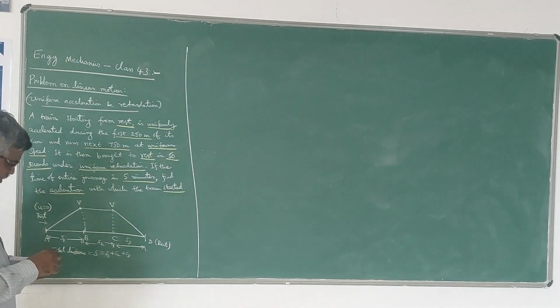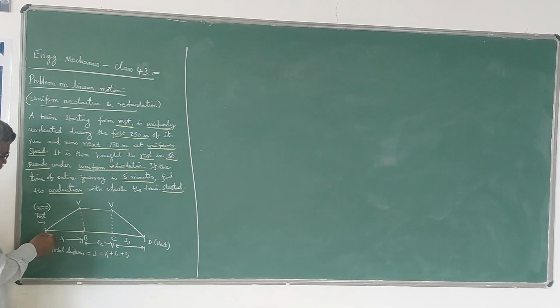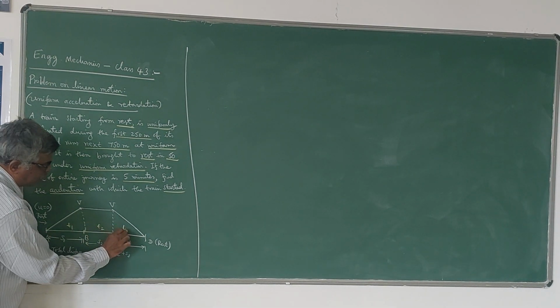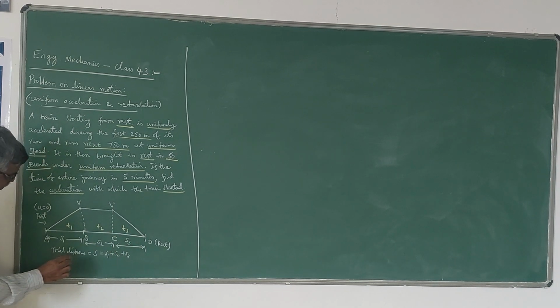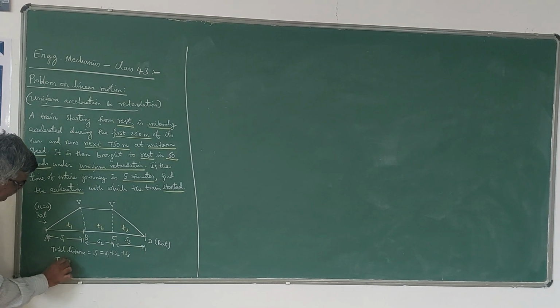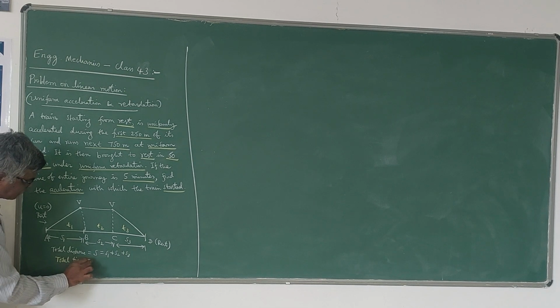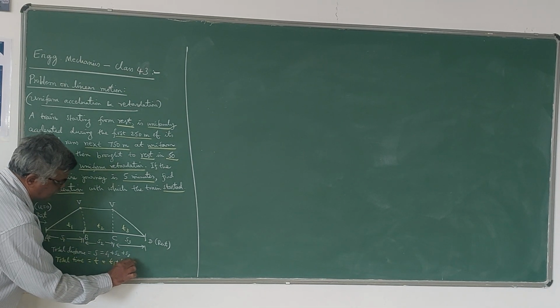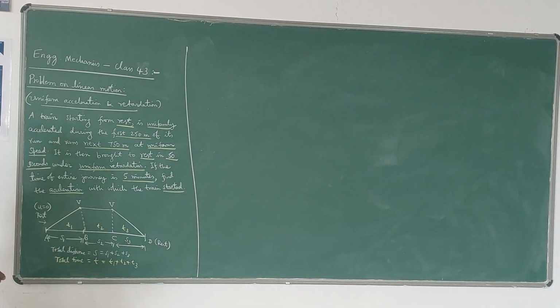Similarly, the time to travel from A to B I will take as T1, time to travel from B to C as T2, to travel from C to D as T3, then the total time of travel will be small t, that is T1 plus T2 plus T3. That means there are 3 stages here.